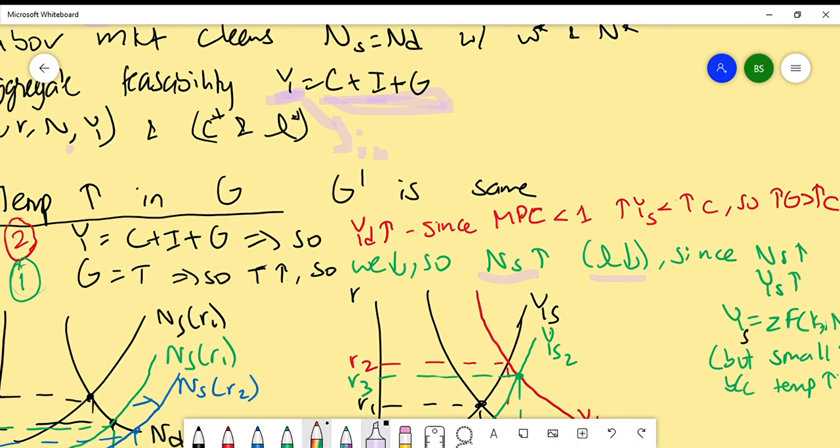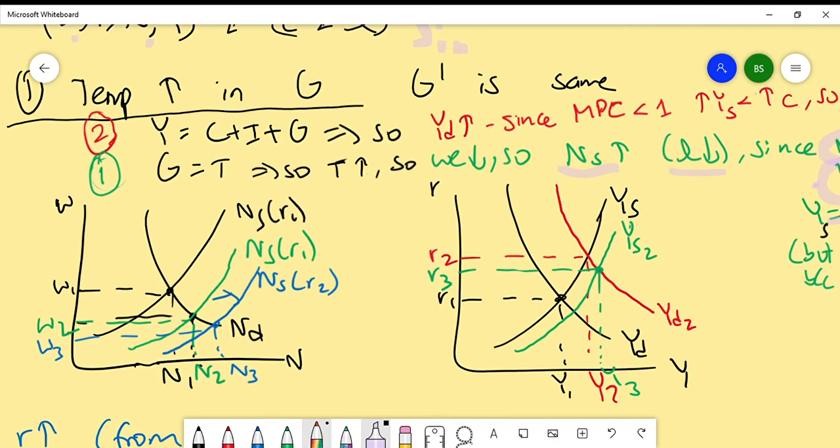And so as a result, we're going to have labor supply increasing, and as a result, output supply increasing, since Y equals Z F(K, N) and N is increasing. But the thing is, these changes are small because they're a temporary change. Remember, it's not like Y increases forever, just the current Y. It's the difference between permanent and temporary increases. So first we're going to show a small shift in the labor supply curve, and a small shift in the output supply curve.